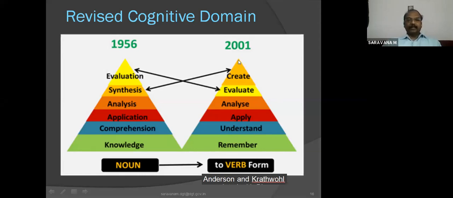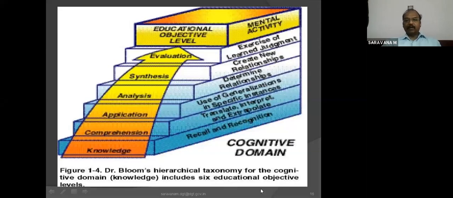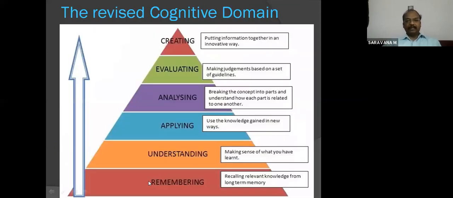So again, let us see. Remembering means recalling relevant knowledge from long-term memory. After gaining knowledge, a person has to recall it. Only then will the learning be purposeful. Without recalling or understanding what we learned, the knowledge we have gained is not purposeful. That is why remembering is very important. So remembering means recalling relevant knowledge from long-term memory.